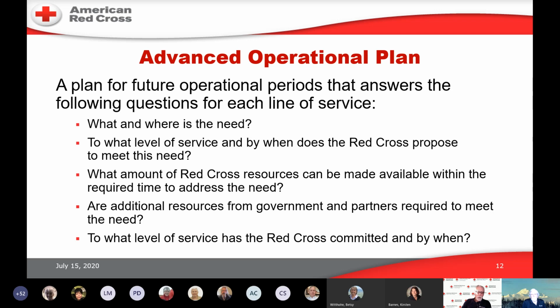Also, what additional resources from government and partners you may want to request. In many cases, our partners will have resources that can supplement the Red Cross's. In some cases, we will be supplementing the resources our government partners have. So that goes both ways. And to what level of service has the Red Cross committed to and by when? And this is usually a commitment to our government partners, but it could be to other partners that we have, or even a commitment to ourselves. Because as we've said, our mission hasn't changed in the era of COVID, just the way we execute and complete that mission. And sometimes it's more difficult. And so can we deliver to the scale that we as an organization wish to?